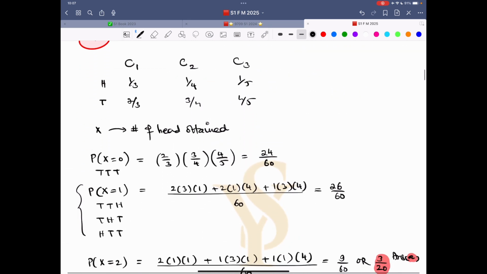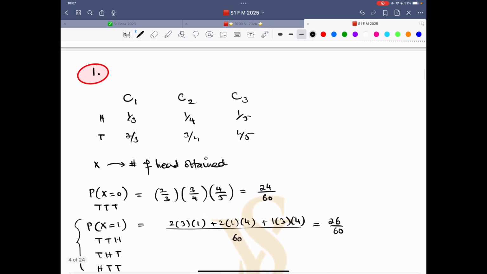Now, let's get started with this. Over here, I have written coin 1, coin 2, coin 3. So there are 3 coins over here. The corresponding probabilities of getting a head are 1/3 for head on coin 1, 1/4 for head on coin 2, and similarly 1/5 for head on coin 3. The head probability is right over here, and tail is obtained from subtraction.